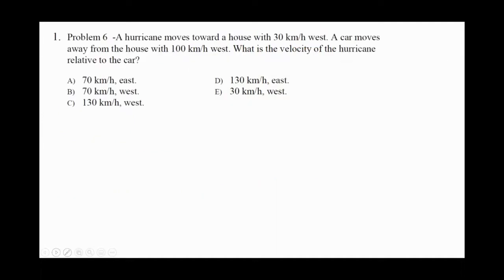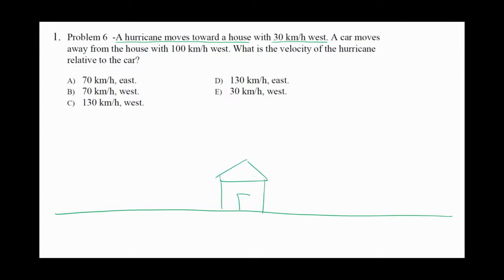Let's try to solve this problem and we will understand it more. A hurricane moves towards a house at a speed of 30 kilometers per hour west. We have a hurricane. Let's say a hurricane and a house. Let's say this is a house. And a hurricane. You know what the meaning of hurricane, guys? You know what the meaning of hurricane?